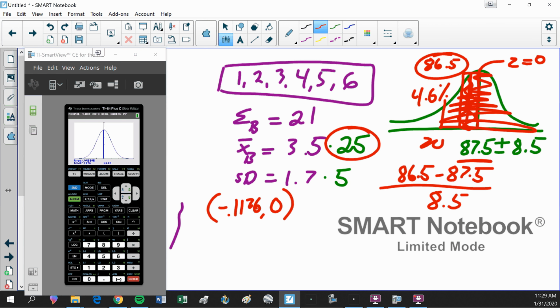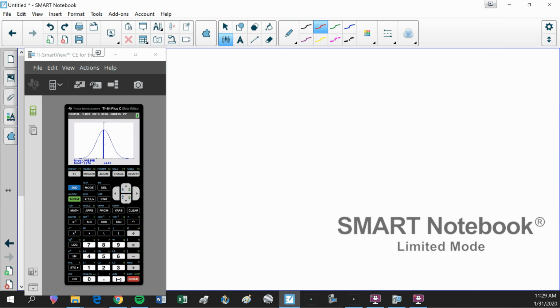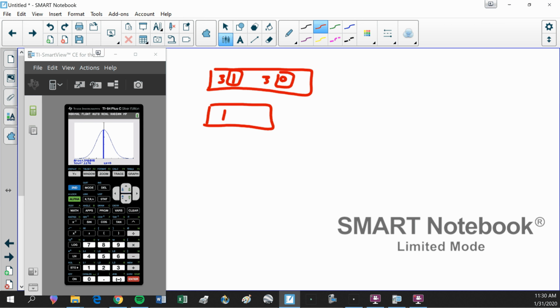Part B. Same dice, different box. Create a box model for how many even numbers are rolled in a fair 6-sided dice. So what's going to go in that box? 3 1s and 3 0s. Or if you're lazy like me, what box could we also use? 1 0. And you're going to get the same answer either way. But the 1 0 box is a lot easier than the 1 1 1 0 0 0 box.